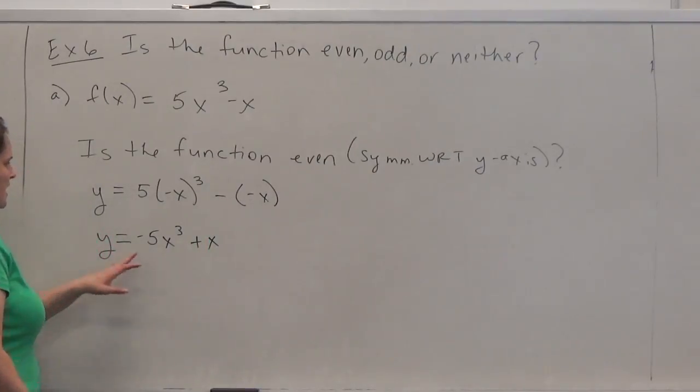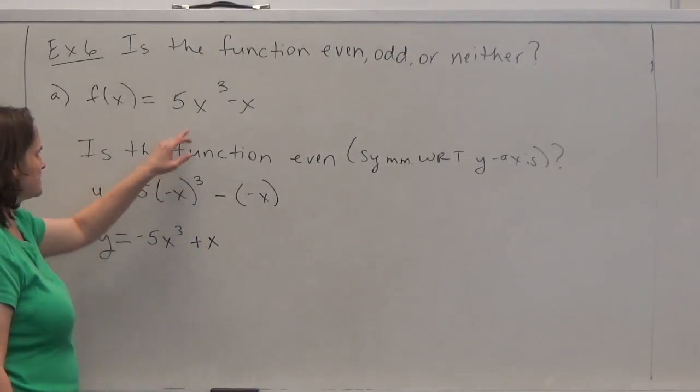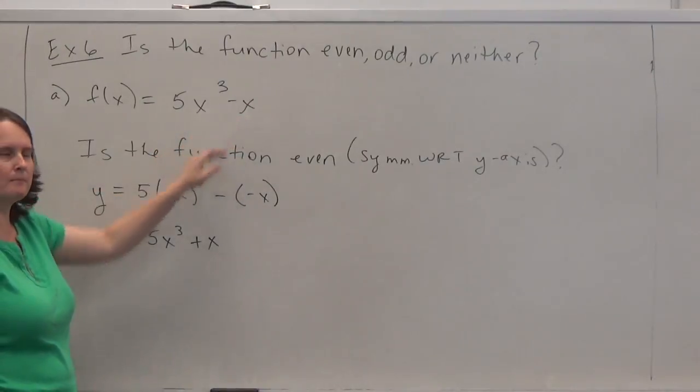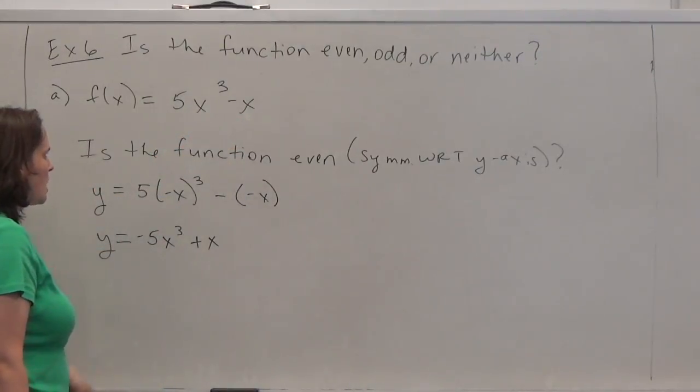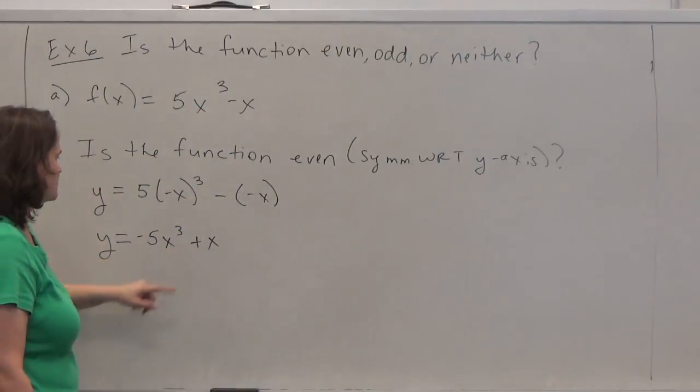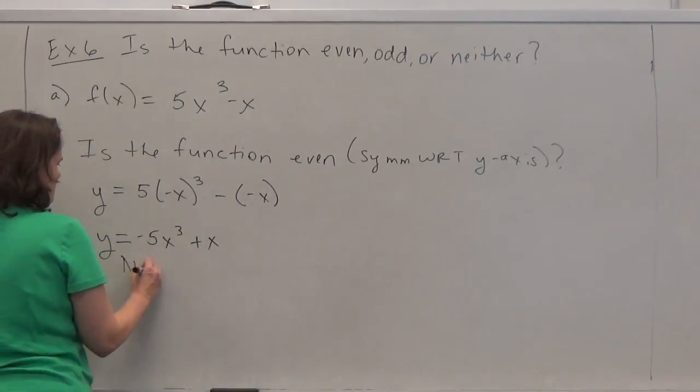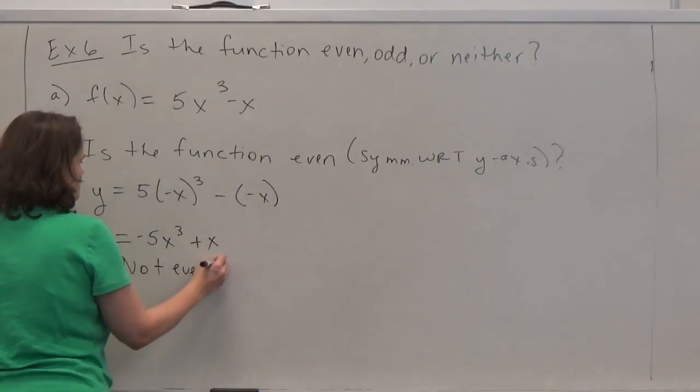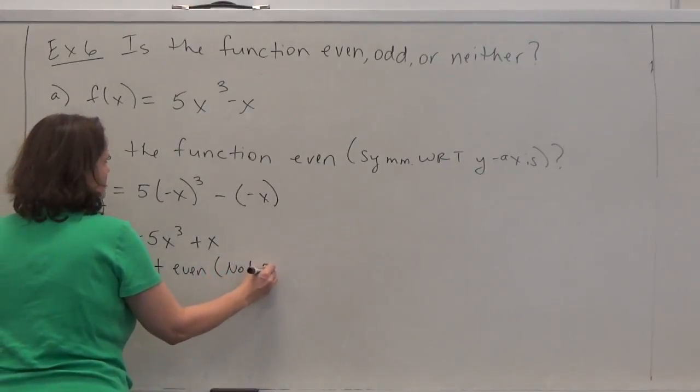So is negative 5x cubed plus x the same as what I had up here? Do they match? They do not, because I've got a minus and a plus. So this is not even. And it's also not symmetric with respect to the y-axis.